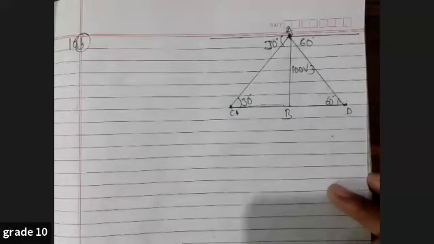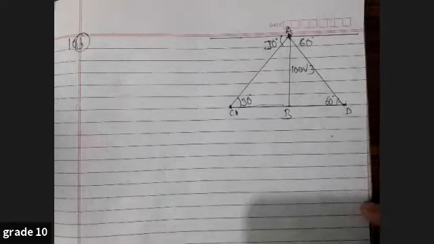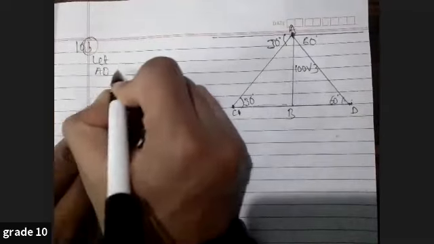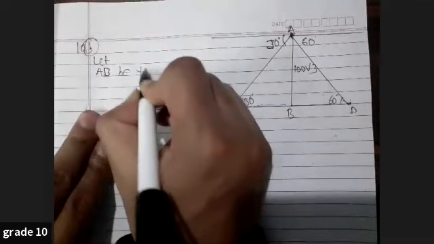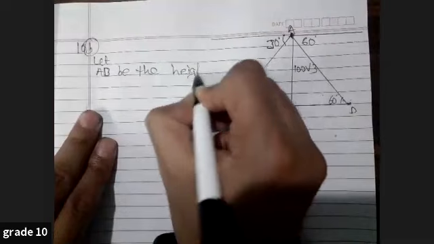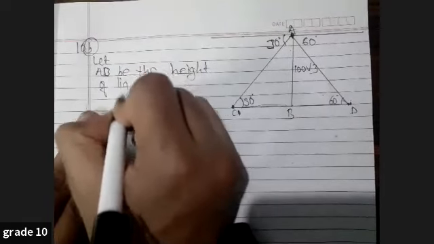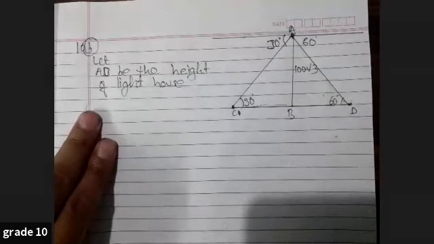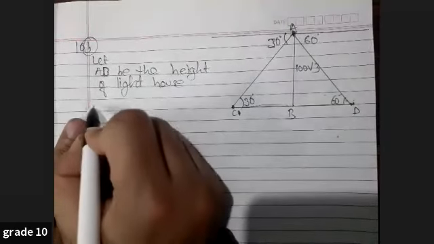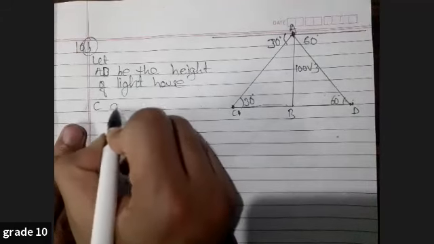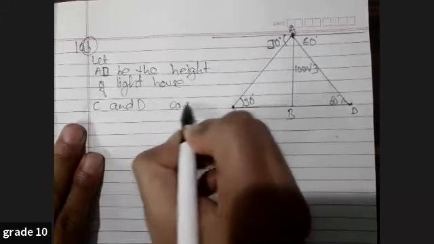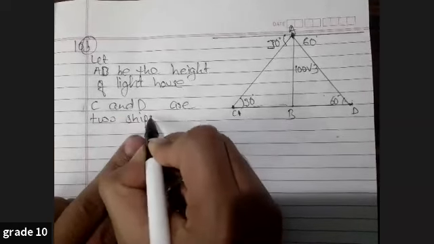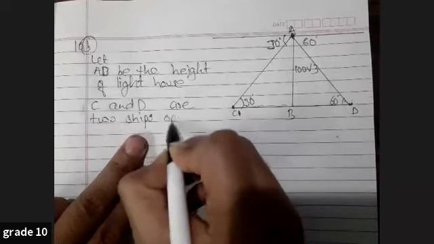Now the description is a very important part of this question, so I'm going to explain. Let AB be the height of the lighthouse, and C and D are two ships opposite to each other.